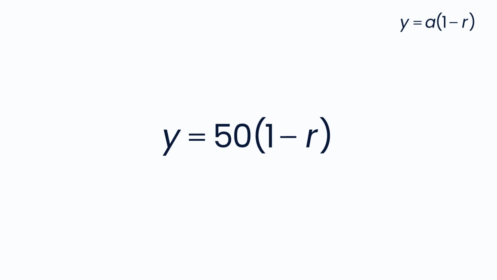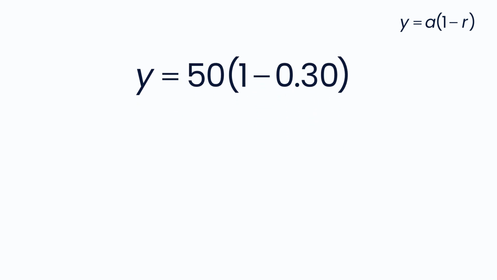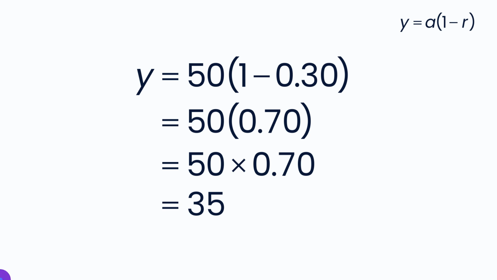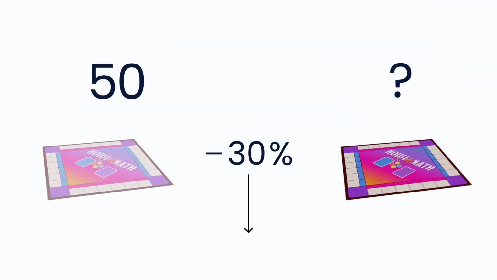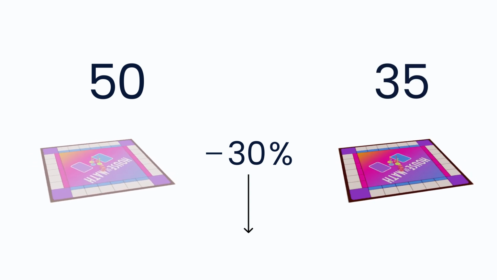30% is the same as the decimal 0.30. The decay factor is then 1 minus 0.30, which is 0.70. 50 times 0.70 is equal to 35. That means that the final price for the board game the following month will be $35.